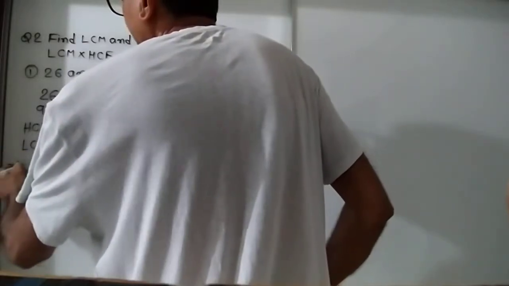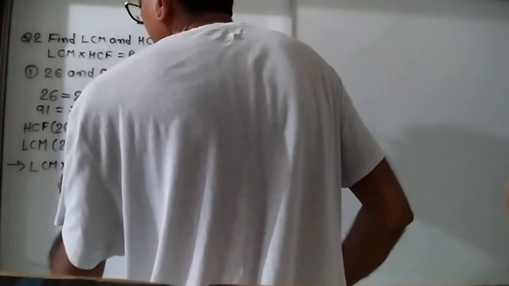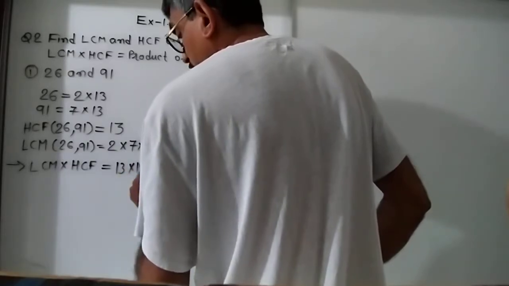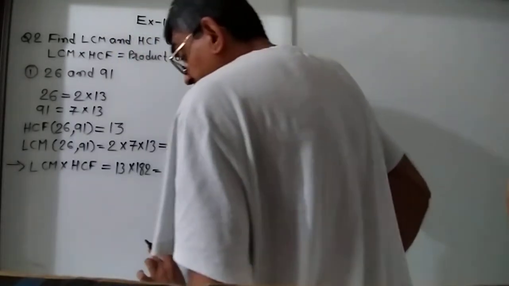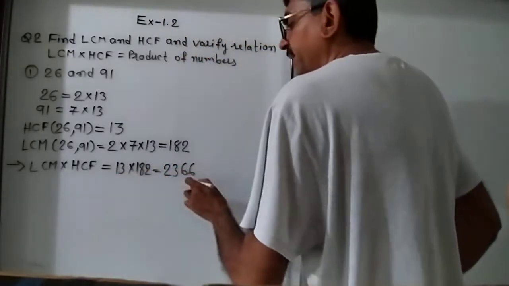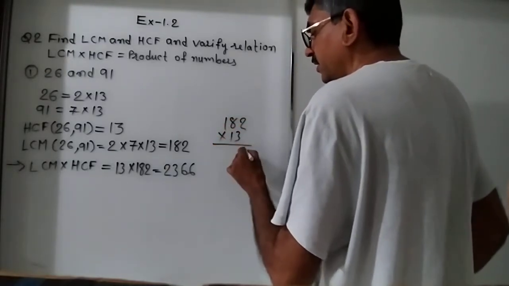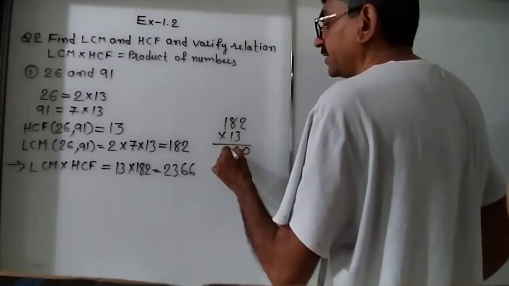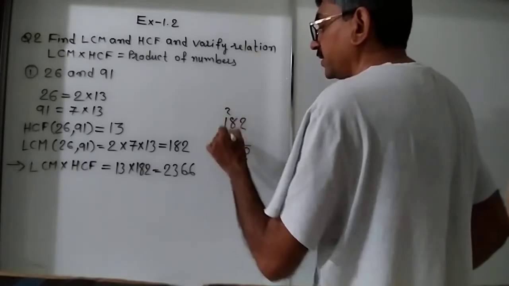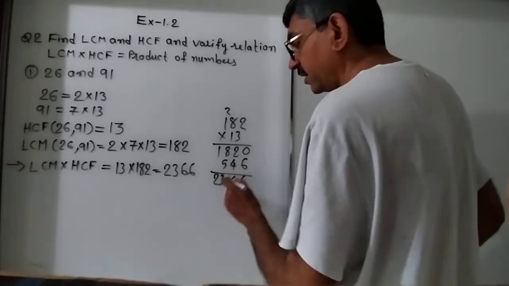Let's go into the relation. LCM into HCF is equal to 13 into 182, which is equal to 2366. Multiply on the rough page. 182 into 13 gives 2366. Okay, got it?